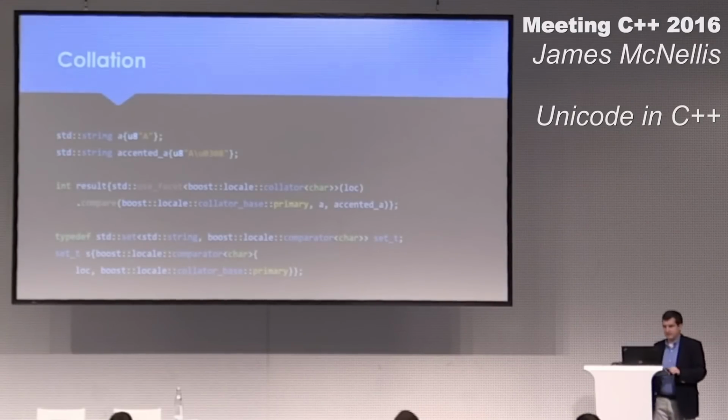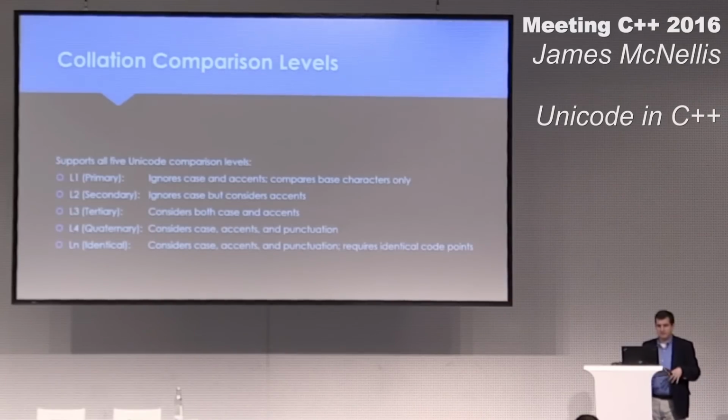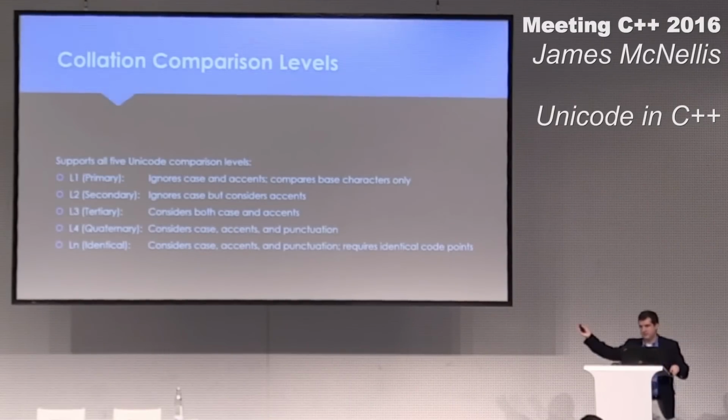Collation is supported, so there's a Boost Locale collator facet that gets imbued into each of these locales, and we can use that for comparisons. You'll see here that it has this primary argument into the comparison operation. So Boost Locale actually supports all 5 of the Unicode comparison levels as to whether or not case and accents and punctuation are taken into account when doing comparisons. So you have full control over that. ICU will do this as well.